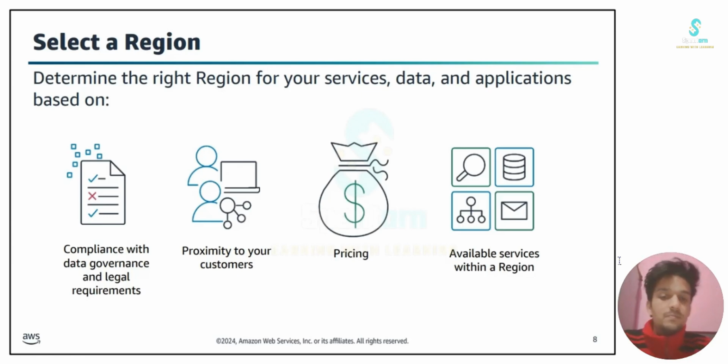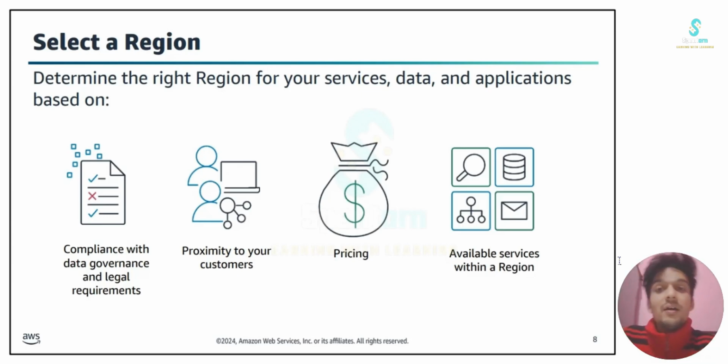Then the pricing. Pricing is one of the most important factors when you are deploying your application on AWS. You will be considering the region where the pricing is less and where growth is more. Growth is nothing but your traffic is more, right? Then available services within a region. Of course, as we were discussing compliance with data governance and legal requirements, similarly here, a few of the services are not available in every region, right? For example, if I talk about IAM, IAM is a service which is available globally, meaning it is available everywhere.